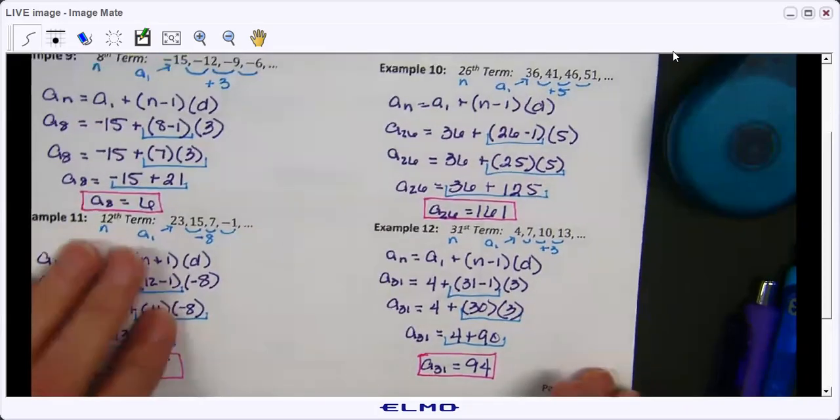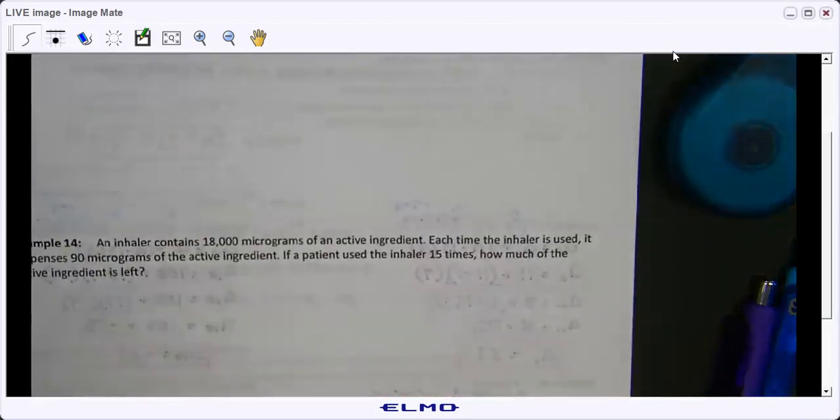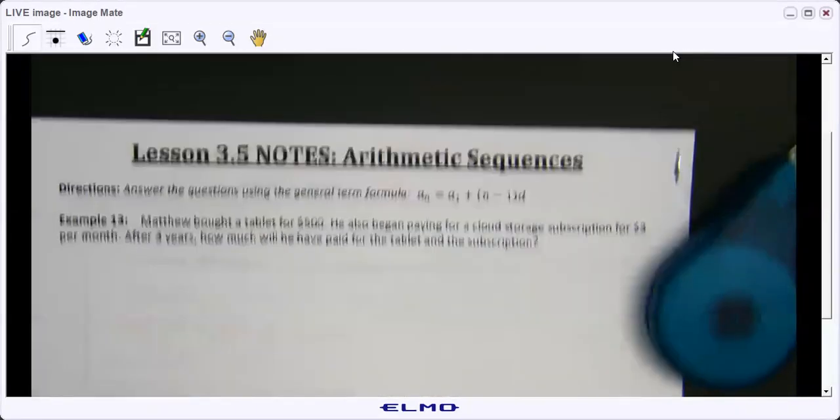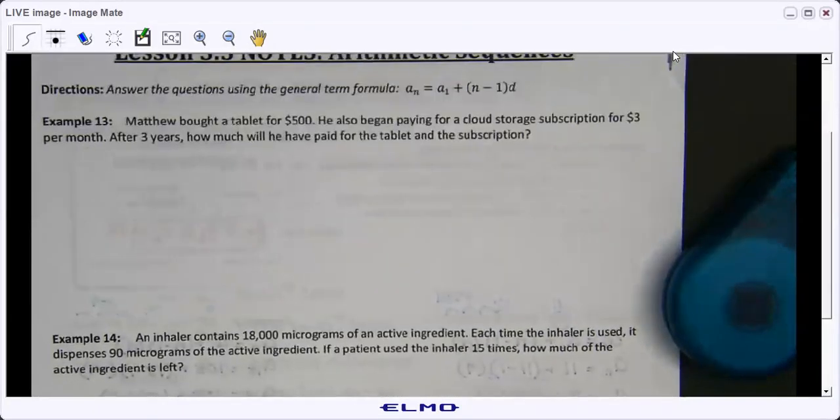Okay, let's go to the two word problems on the back. We are going to read this first, and then figure out what information we know, what we have to know, and how to plug it all into our great equation. It says Matthew bought a tablet for $500. He also began paying for a cloud storage subscription for $3 per month. After 3 years, how much will he have paid for the tablet and the subscription?